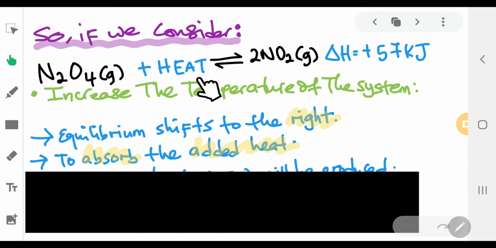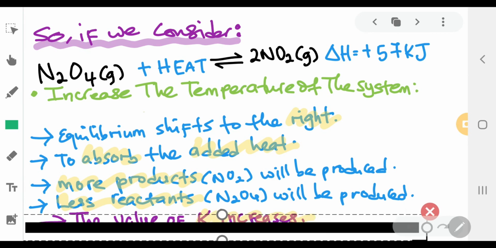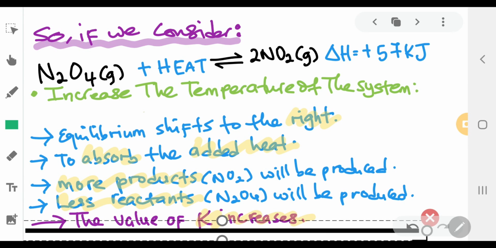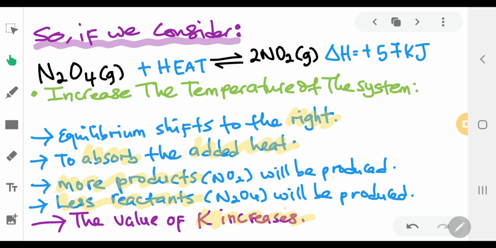When you increase the temperature of the system, you will have excess heat, you will have added heat, and that added heat will need to be absorbed by your product. For the reaction to do that, you will need to shift to the right. You're going to make less of this and you're going to make more of your NO2. Thus, the K value will increase.